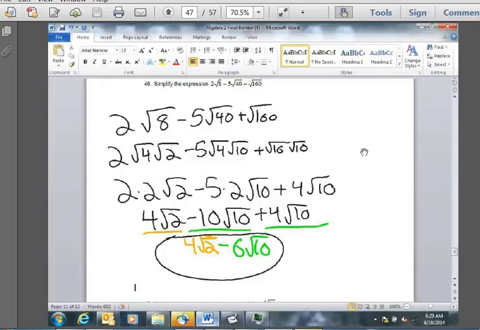So then what I do from there is square root of 4 is 2, square root of 4 is 2, square root of 16 is 4. You multiply your coefficients, and then we combine our like terms. This one has nothing to combine with. These two do, hence why I get the negative 6 root 10.